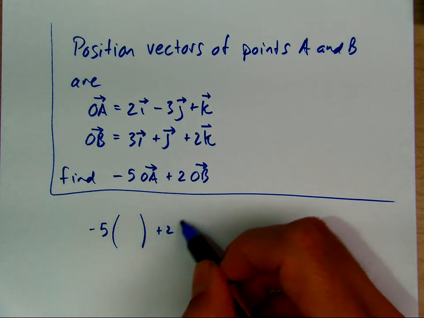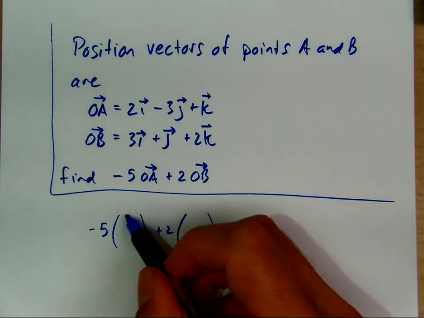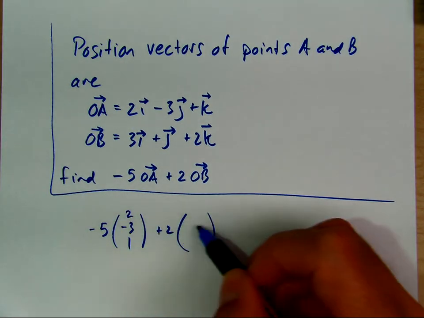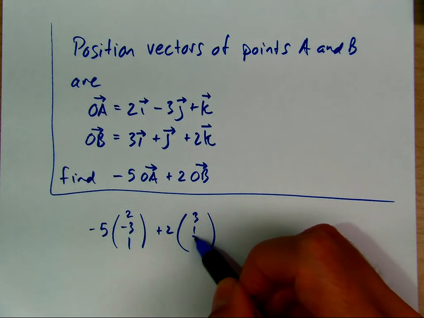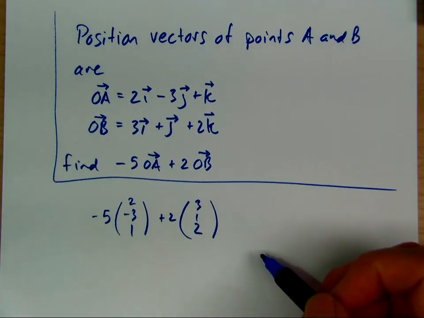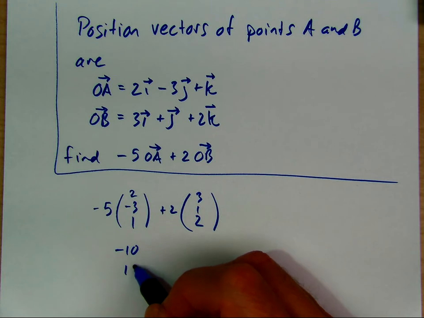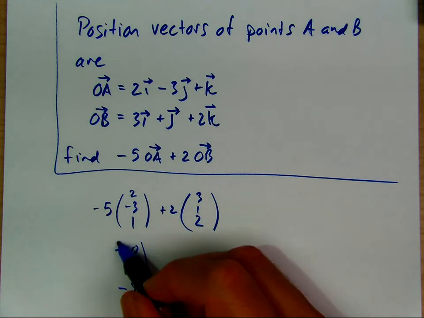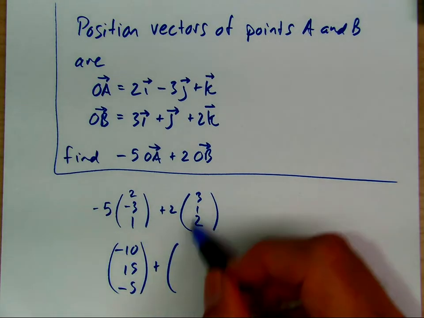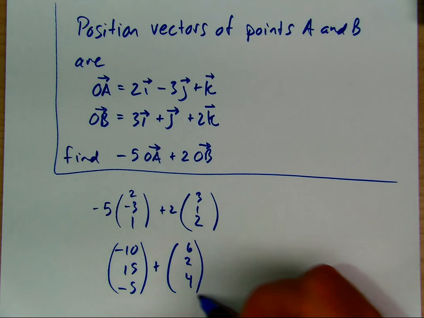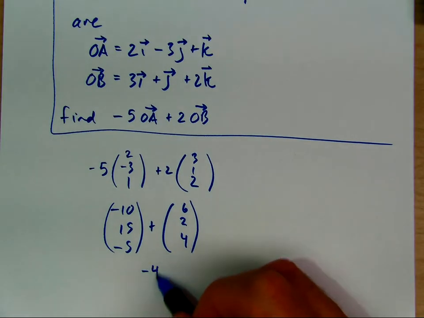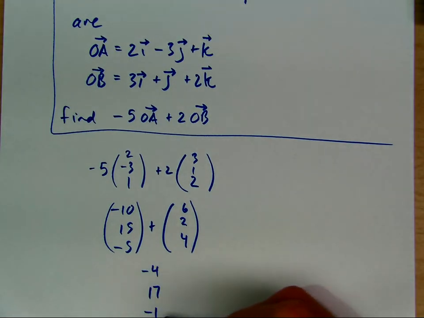OA, OB, OA, and OB. So multiply everything, we get negative 10, 15, negative 5, 6, 2, 4, negative 4, 17, negative 1.